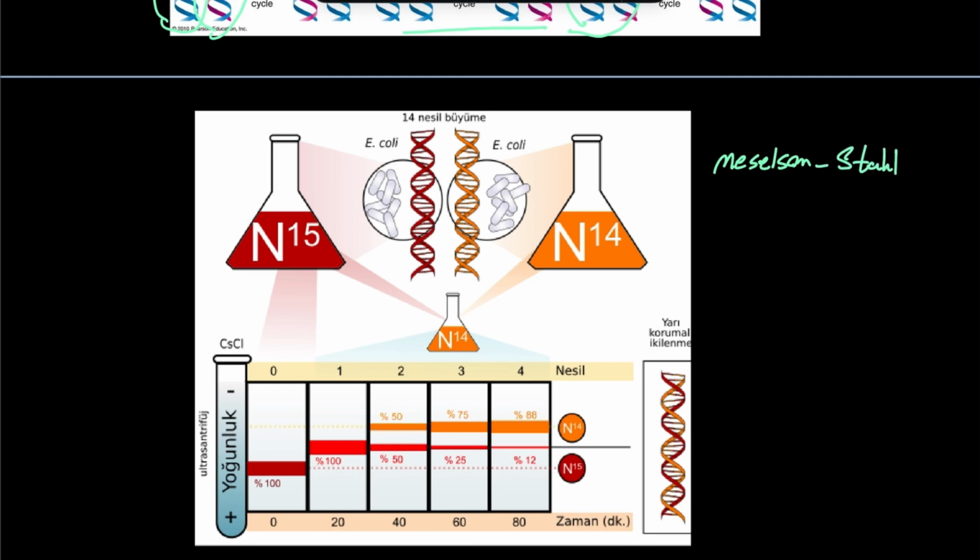Later, the famous Meselson-Stahl experiment confirmed that the semi-conservative model was correct. Even today, this remains one of the classic experiments you should know for AP biology.